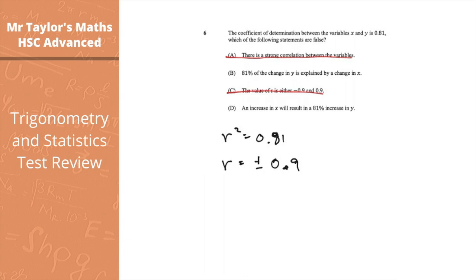B is 81% of the change in y is explained by x, and that is exactly what the coefficient of determination does. So that one is also true. And let's just talk about D for a second. So D is the correct answer.